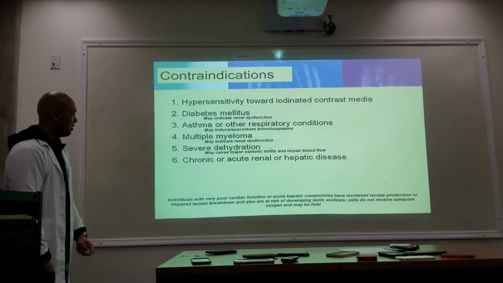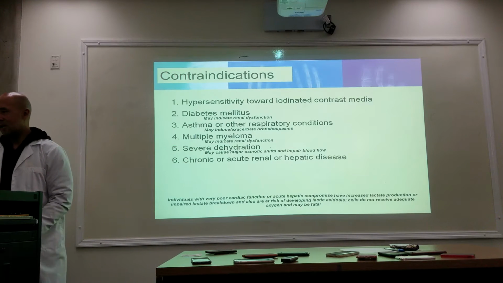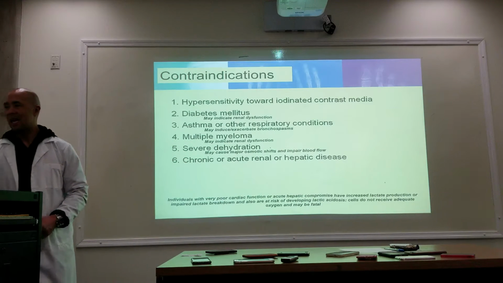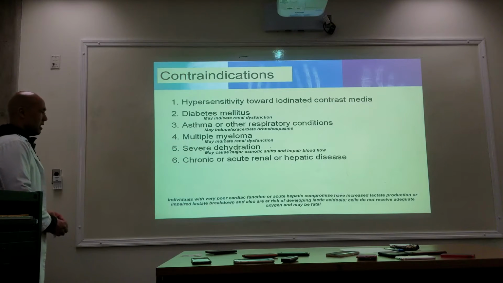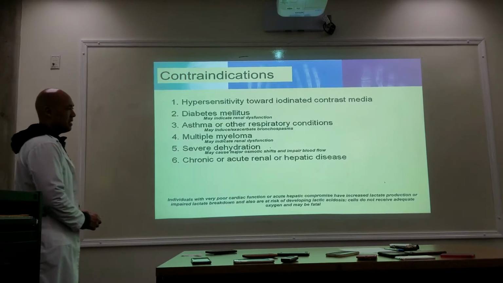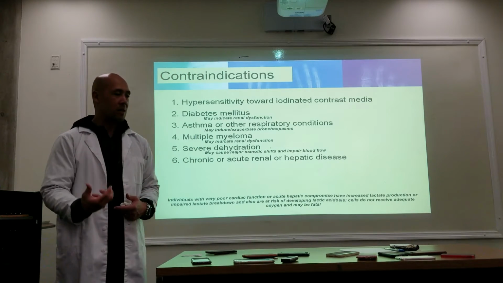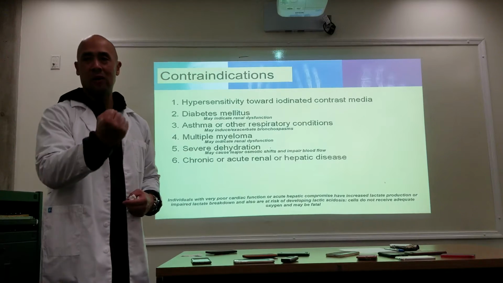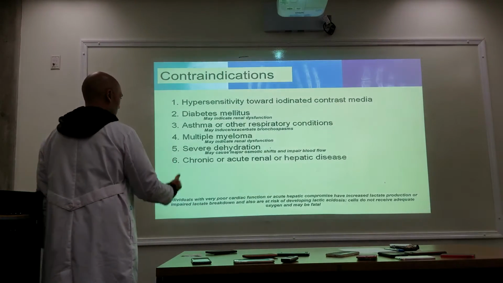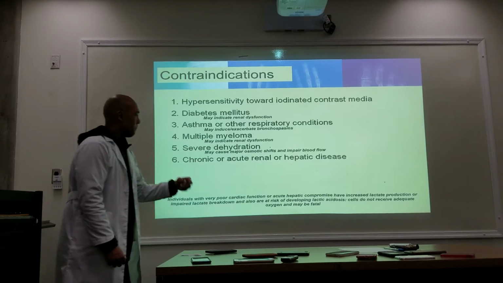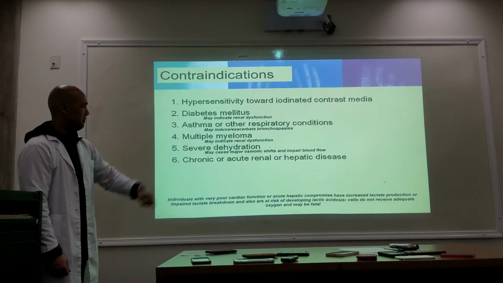Individuals with very poor cardiac function or hepatic compromise have increased lactate production or impaired lactate breakdown, and are also at risk of developing lactic acidosis. When you have lactic acidosis, your circulating blood has an inability to hold on to oxygen. So cells do not receive adequate oxygen, and it may be fatal.